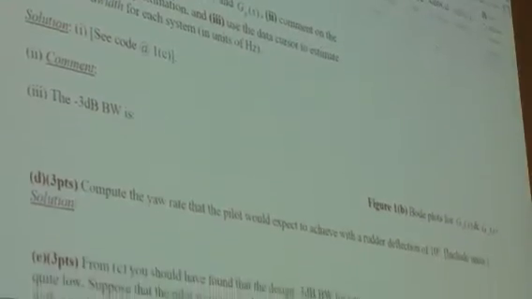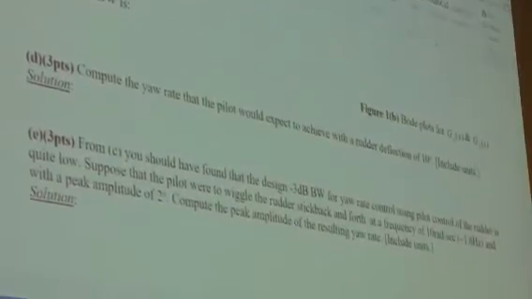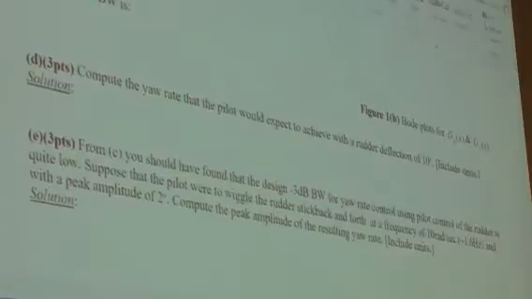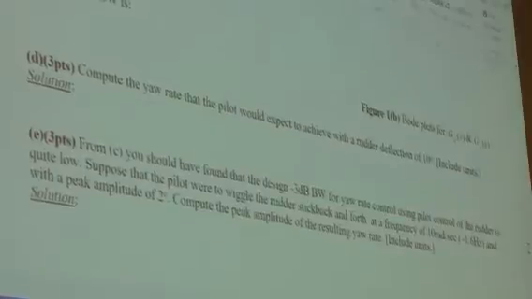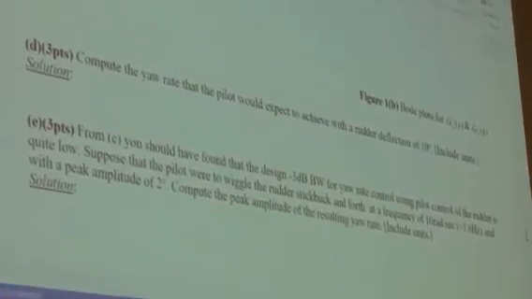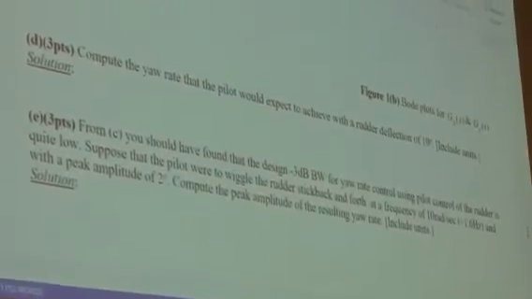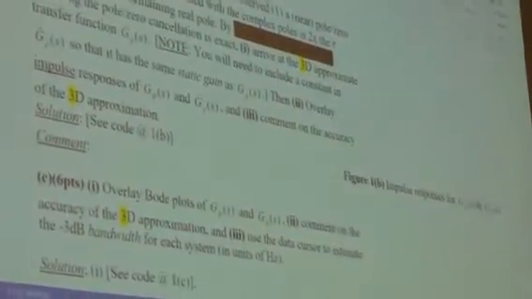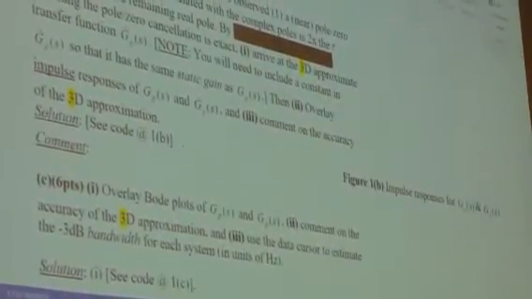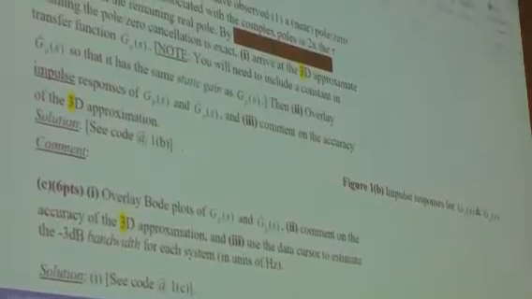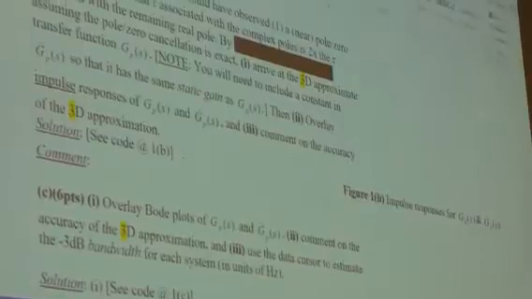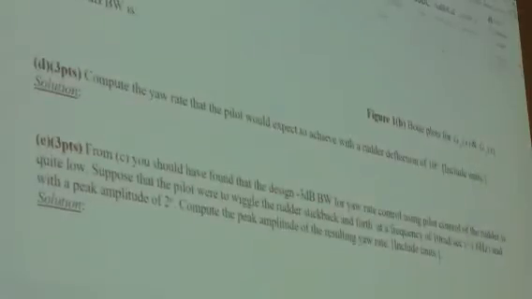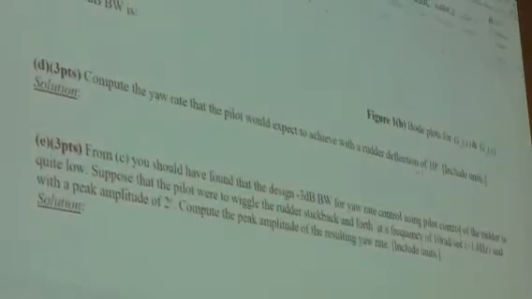All right. Part D. Compute the yaw rate that the pilot would expect to achieve with a given rudder deflection of 10 degrees. Should that be figure 1C, not 1B? Yes, thank you. This is 1B. See, I started this figure numbering just this semester, actually. I kind of like it this way, because then I don't have to change figures 1, 2, 3, 4, 5 if I add another figure in. I just go, so this should be 1C.